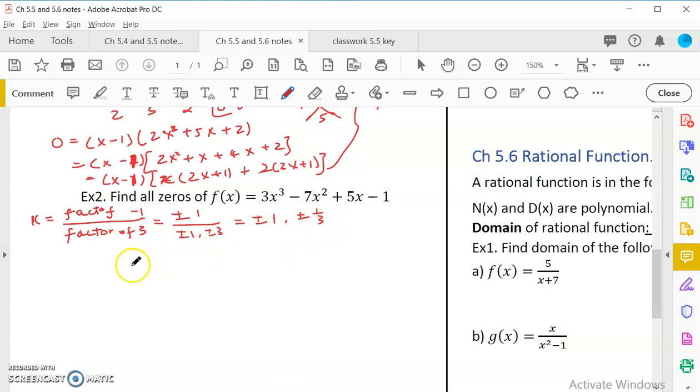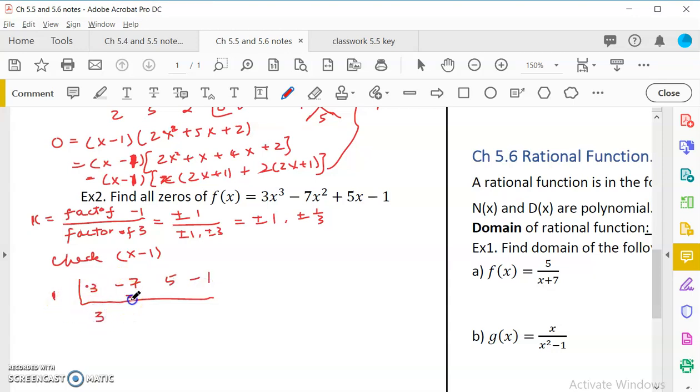So which one should I check? Maybe I'll check 1. So we check the factor x minus 1, so that my k is 1. I copy 3, -7, 5, -1, and bring down 3.